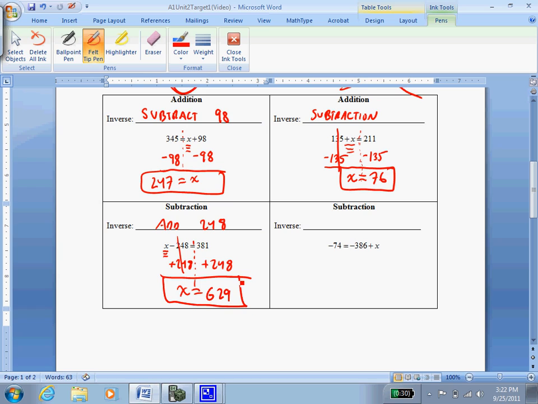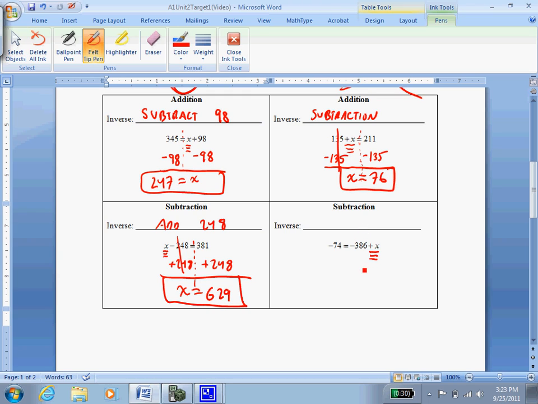That one's done. Next one, got another subtraction one. Same thing here. It's kind of tricky. The x is on the right side of the equation, and it's also written after the number. But remember what we want: this x all by itself. And I have the negative 386 here plus x. They're being added together. So I need to make this 0 in order to get the x by itself.